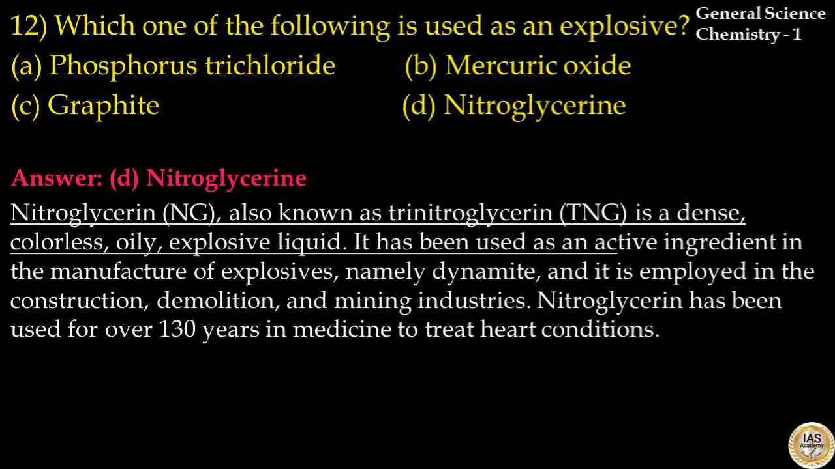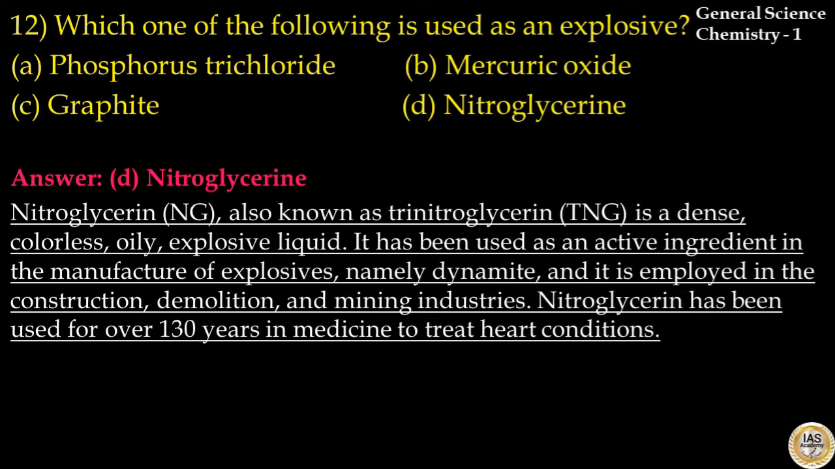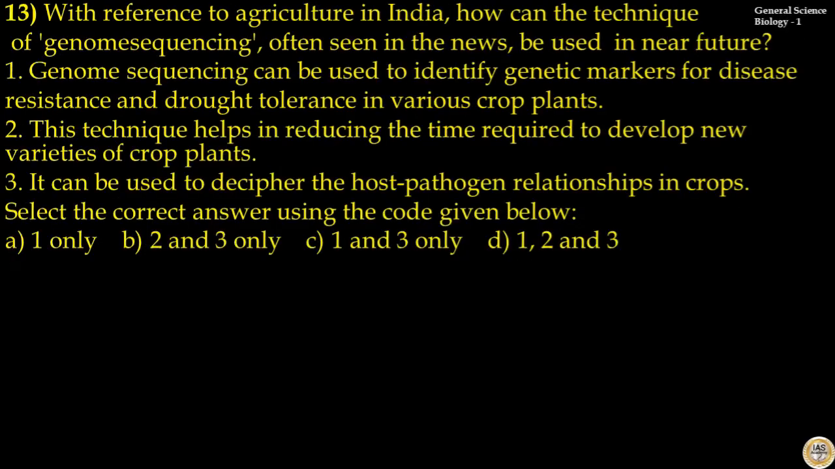Nitroglycerin, also known as trinitroglycerin, that is TNG, is a dense, colorless, oily, explosive liquid. It has been used as an active ingredient in the manufacture of explosives, namely dynamite, and it is employed in the construction, demolition and mining industries. Nitroglycerin has been used for over 130 years in medicine to treat heart conditions. So, your answer to this question is option D, nitroglycerin.